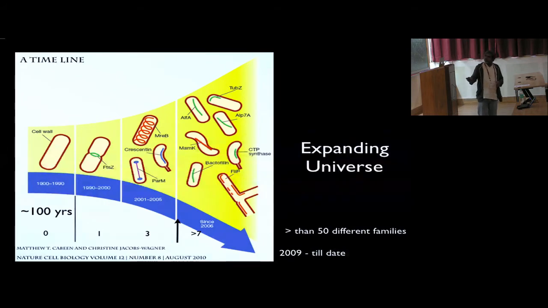So here you might notice one interesting protein, which is the CTP synthase, which is a metabolic enzyme. I'll soon come to how that is a cytoskeletal protein.